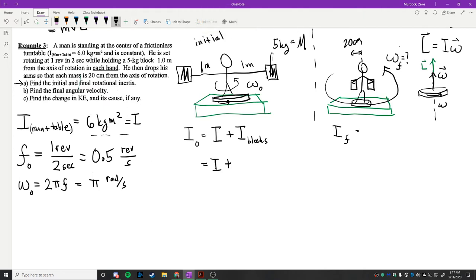Plus, the moment of inertia of the blocks is going to be mass multiplied by 1 meter squared. We treat the blocks as if they're basically point masses. And then there's 2 of them, so we put a 2 in front of this, right? 2 blocks at a distance of 1 meter away. Turns out it'd be the same if he held both of the blocks in one hand and just let his arm fall to the ground.